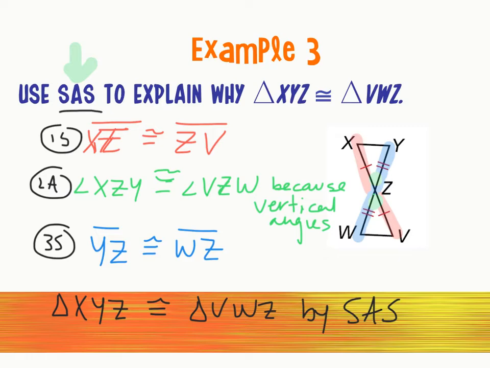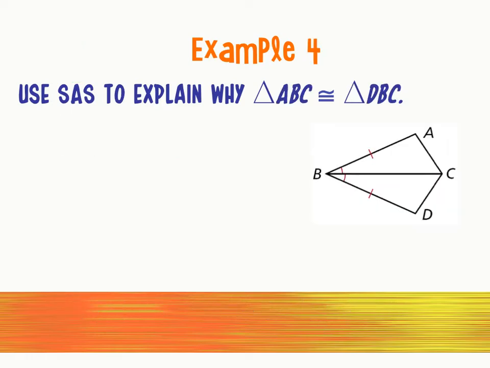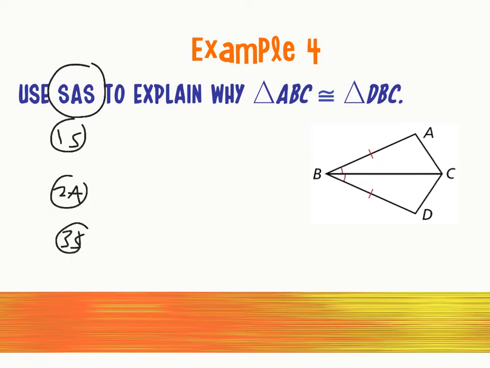Now we're going to look at another example. So use side, angle, side to explain why triangle ABC is congruent to triangle DBC. So again, when we're using side, angle, side, we need three things. We need a side, an angle, and a side. 1, 2, 3. So it's given to us right off the bat. We know because of these tick marks that side AB is congruent to side BD.